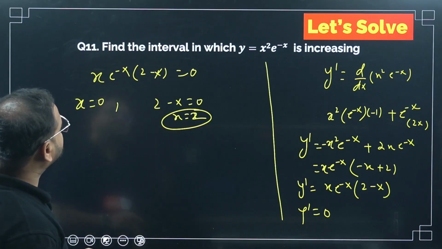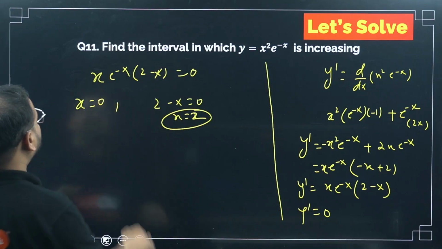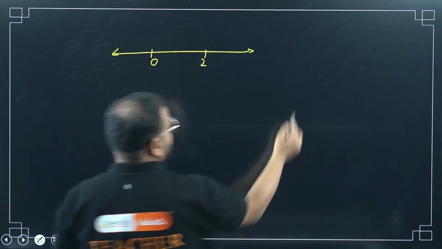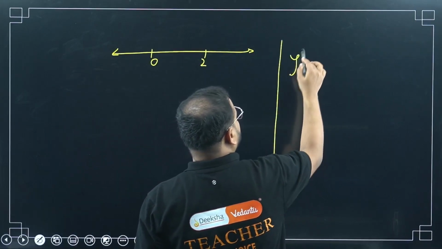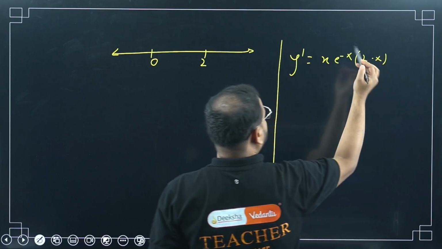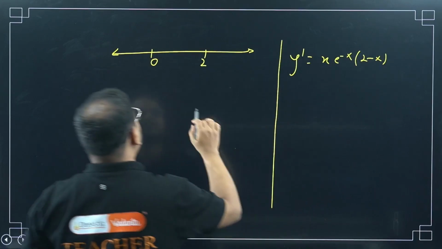All right. What is the differentiation of the function? This is my derivative, x e power minus x, 2 minus x. Let me write it here to see the trend. The derivative y dash will be x e power minus x, 2 minus x. Okay, so let me check.